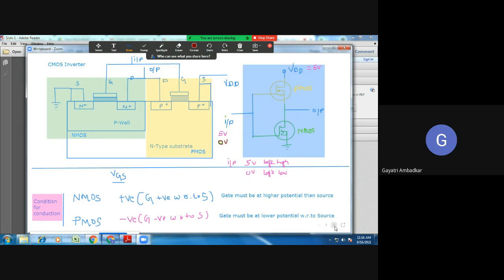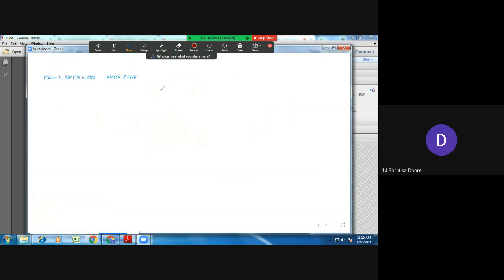Are you getting it, everybody? Okay. Second case. What happened in case 2? NMOS is off, and PMOS is on. Understood? Now I will draw the equivalent circuit and we will see both cases.